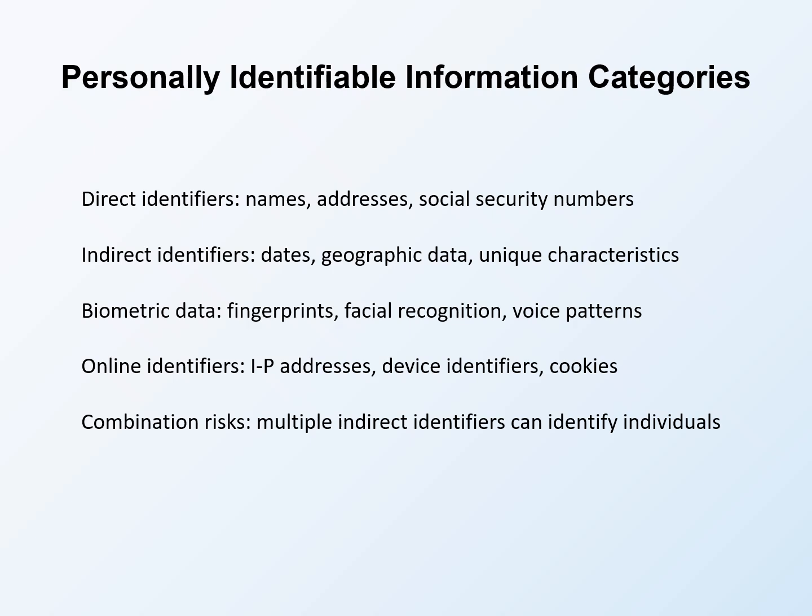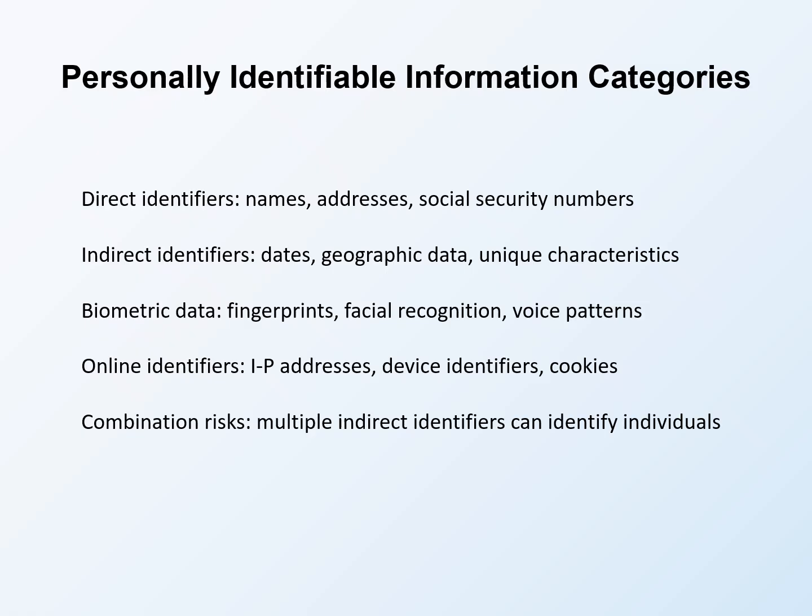This means seemingly innocuous data combinations become identifying when aggregated. Biometric data represents an increasingly important PII category. Fingerprints, facial recognition patterns, and voice signatures are permanent identifiers that cannot be changed if compromised. Online identifiers like IP addresses and device identifiers can track individuals across digital platforms.